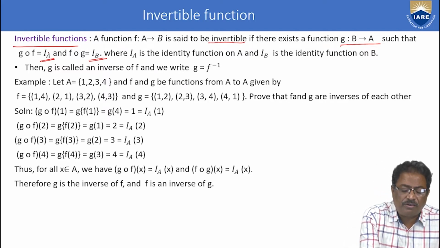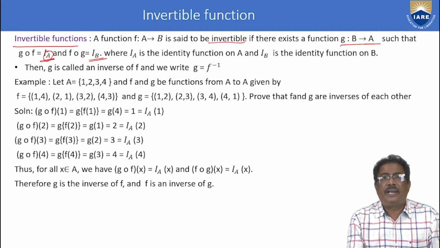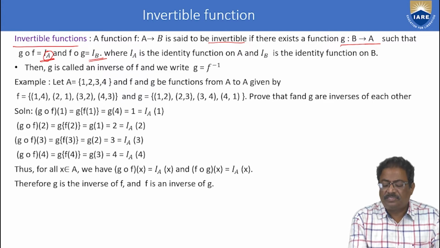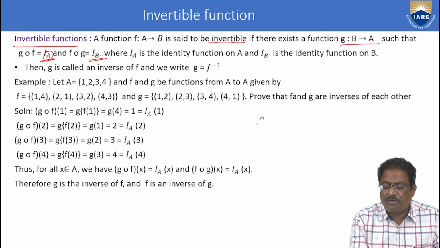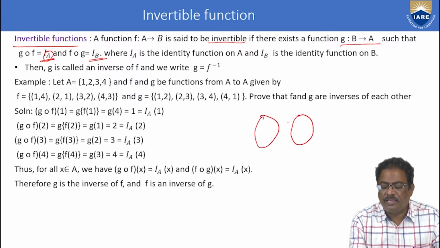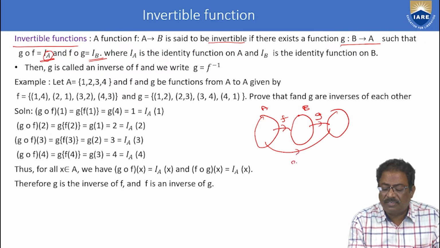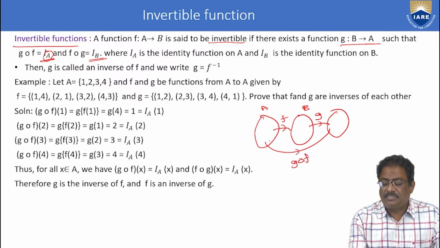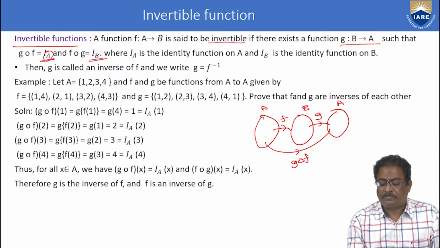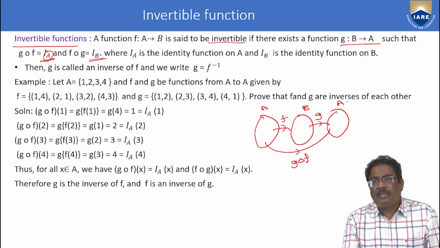Here g of f, why I am saying this is the identity function defined on the set A. Here f is given from A to B, and g is from B to A. So we are going to consider g of f, which is defined from A to A only.